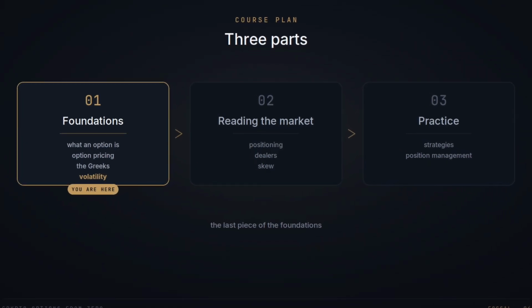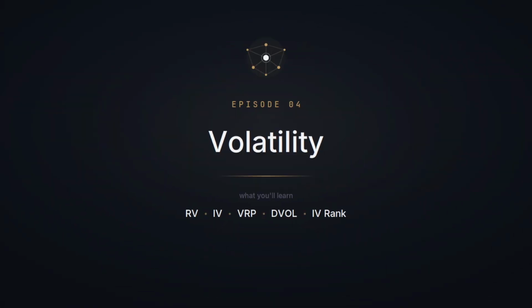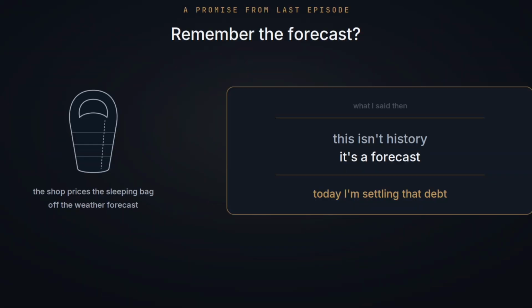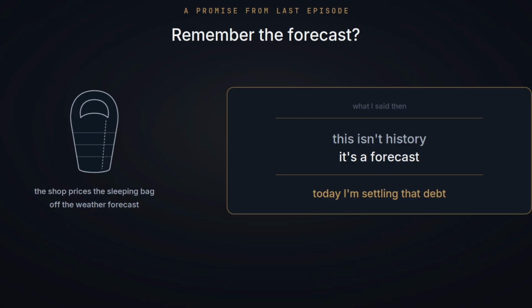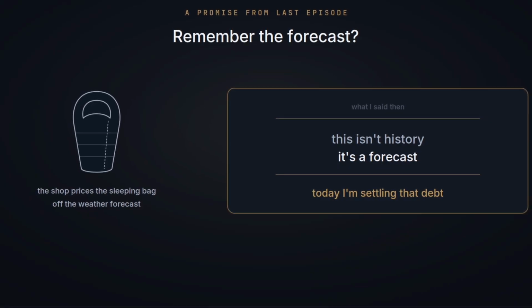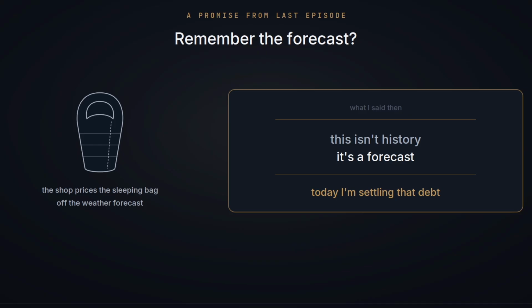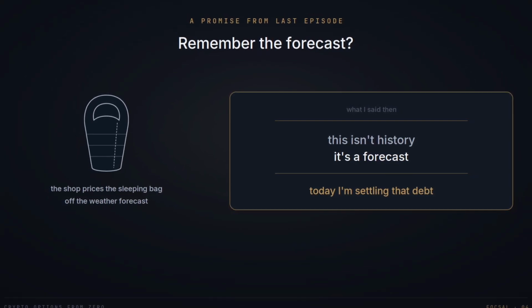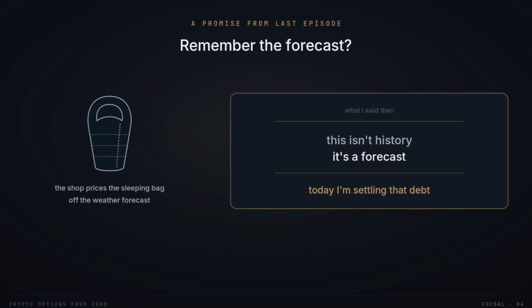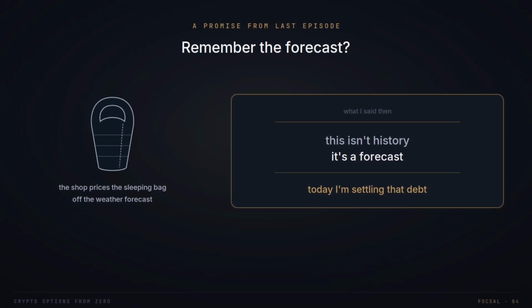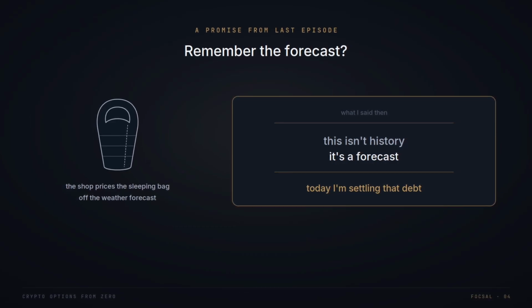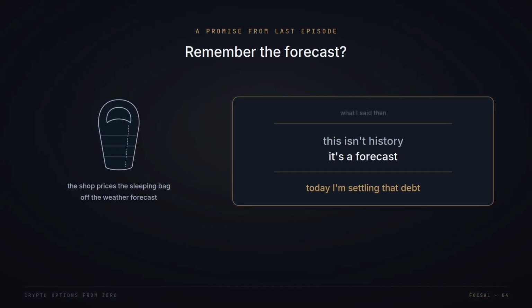Last time in the Vega section, I said one sentence and promised I'd come back to it properly. I said the market is constantly pricing how wild it expects the near future to be, that this pricing has a name, implied volatility, and that it isn't history, it's a forecast. Today I'm settling that debt. You'll learn where that forecast comes from, why it's almost always too high, and how to tell whether options are expensive or cheap right now. Let's start at the bottom.